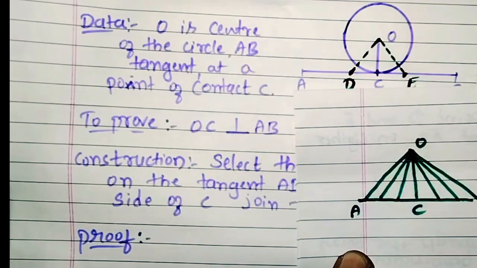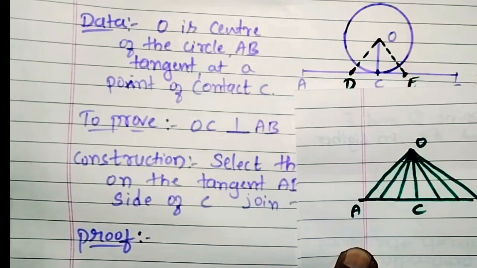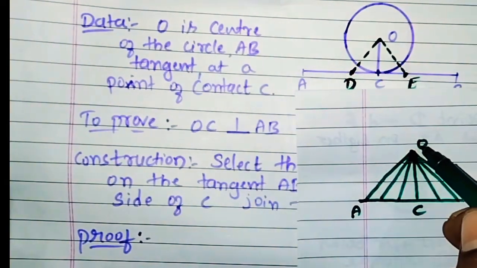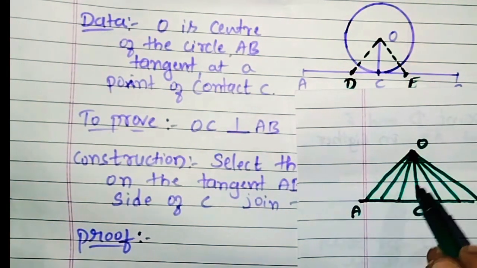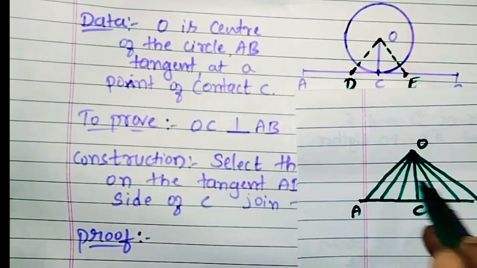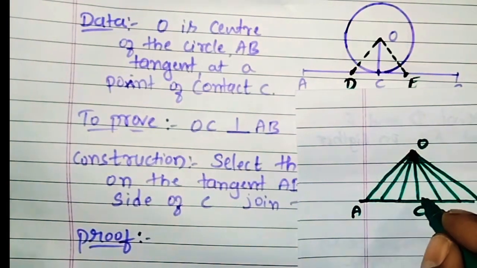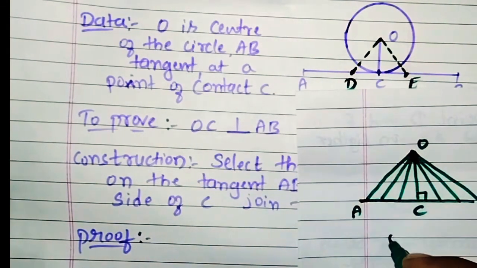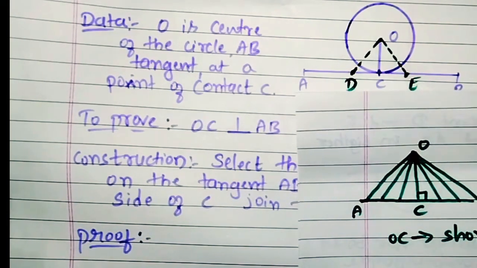I will name it as C. Among all these lines, which one is the shortest distance? Can you observe? Please look here. Definitely you can say that OC is called the shortest distance. Is it right? You are observing that among all these lines, OC is the very shortest. Is it right? And this is a perpendicular also. Now we can say that OC is the shortest length or distance.